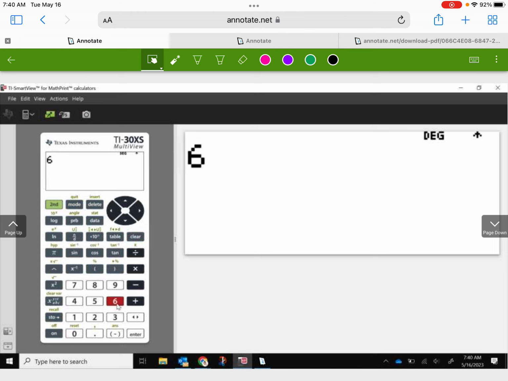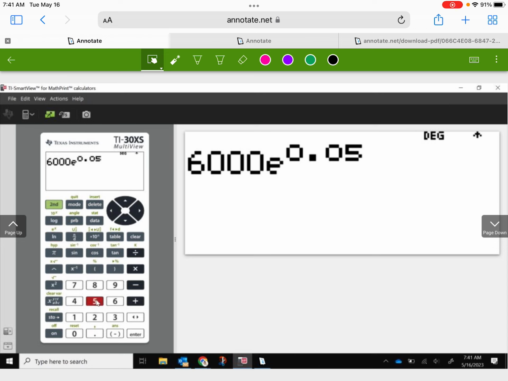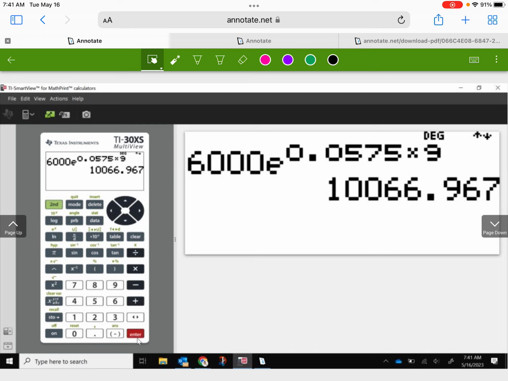I'm gonna clear it. We're gonna start with our 6,000 principal. To get that little E, there's a little green E over here above the ln, the natural log. We're gonna hit the green button and then the ln button to get the little E. It even pops you up into the exponent because it knows it's gonna be E to some exponent. You only use E to the exponent. So E to the 0.0575 times 9. And you can just straight up type it in. And we get $10,066.97.